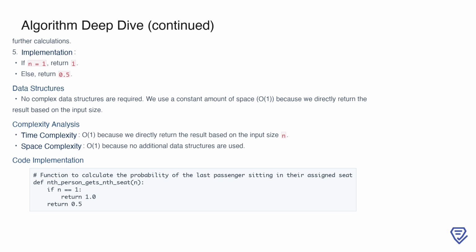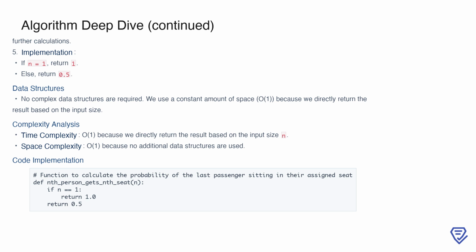If n equals 1, we return 1. Otherwise, we return 0.5, as derived earlier. The simplicity of this implementation means that no additional data structures are required, and the space usage is constant, or O(1). Similarly, because the solution involves a single conditional check and no iterative or recursive calls, the time complexity is also O(1). This makes the algorithm extremely efficient, even for very large values of n.